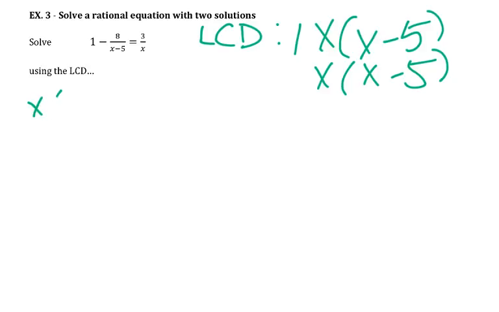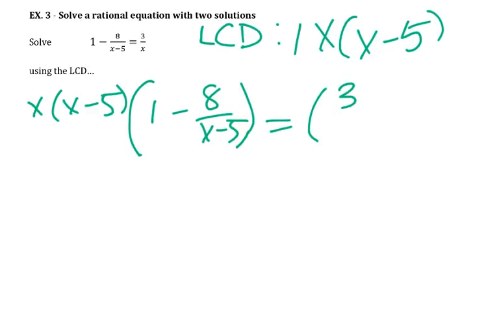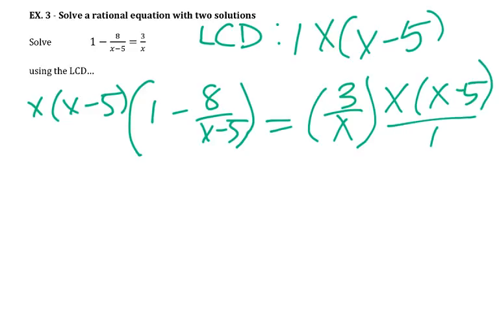So I have x times x minus 5 times 1 minus 8 over x minus 5 equals 3 over x times x minus 5. And again, you can write it like this, or if you want, you could put it over 1, if that helps you. All right, now it's time to distribute.